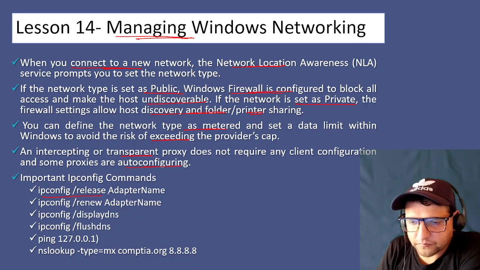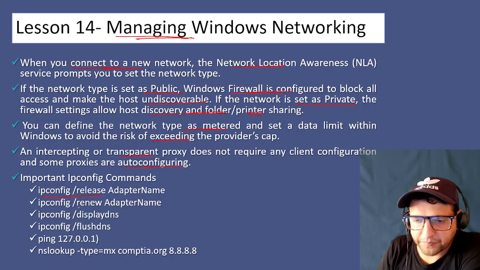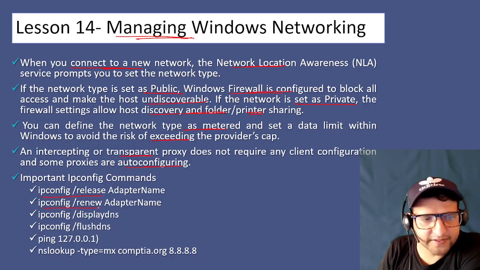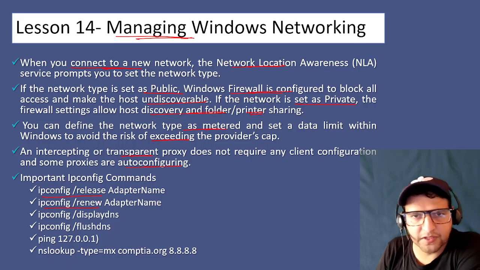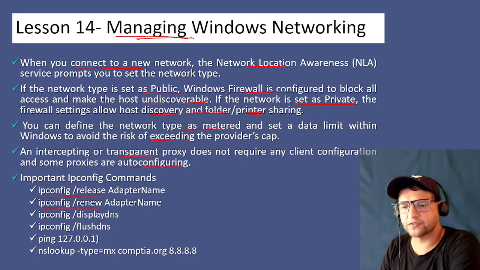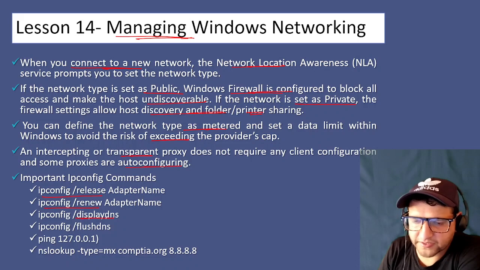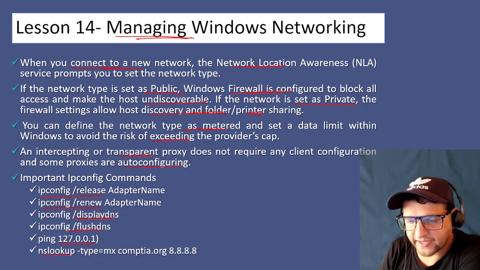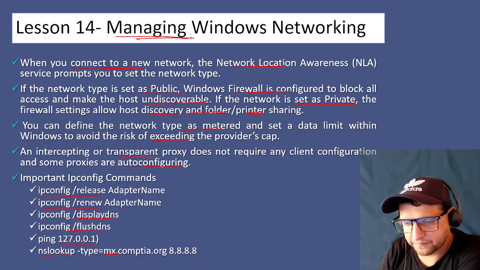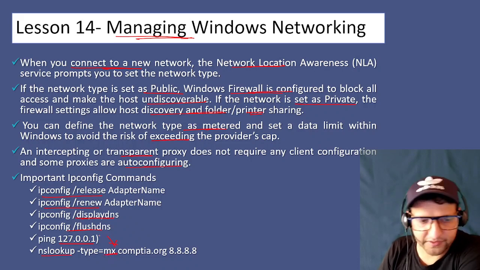ipconfig /release when you want to release the IP, or /renew when there's a DHCP issue. Please remember, there was a question based on this concept. /displaydns when you want to see the DNS, or /flushdns if there are any DNS issues, or this is a loopback address. So there's a question where you need to choose which is the loopback address. And this is nslookup, where you can check the mail exchange for a site.